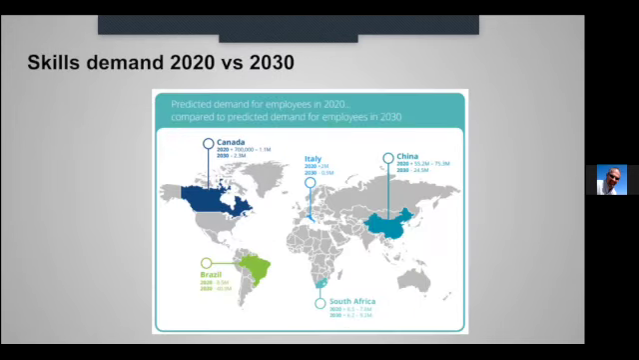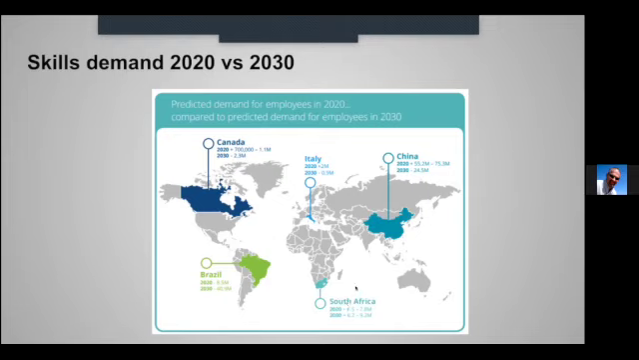Then the report looked at the skills demand in 2020 versus what it would be in 2030, the predicted demand of workers or employees in 2020 compared to the predicted demand in 2030. Again, this slide is representative of where the respondents came from. As you can see, it's global. It's interesting to see the spread in Canada, China, and Brazil, and I was quite impressed and happy to see that they've got South Africa on here as well.